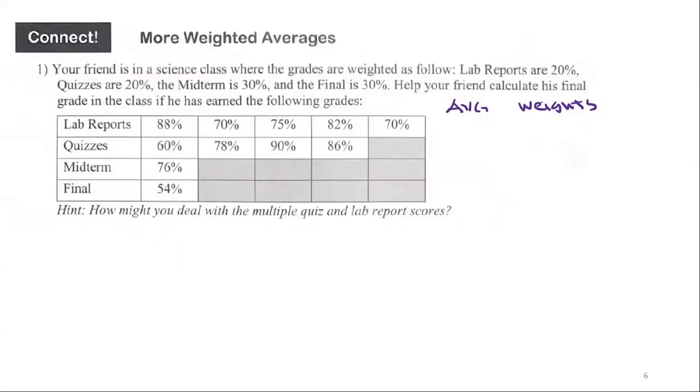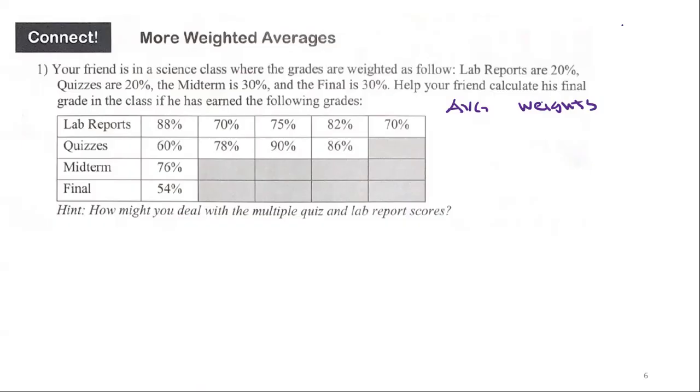Okay, so in this particular problem, it says your friend is in a science class where the grades are weighted as follows. Lab reports are 20%, quizzes are 20%, the midterm is 30%, and the final is 30%. Help your friend calculate his final grade in the class if he has earned the following grades. All right, so again, the first thing we need to do here is find the average of each of the categories. Okay, so that is essential.